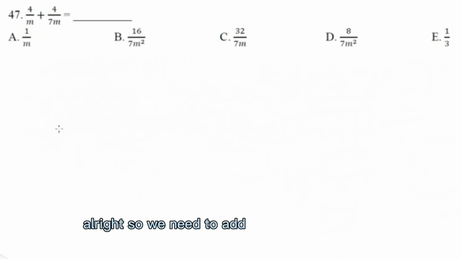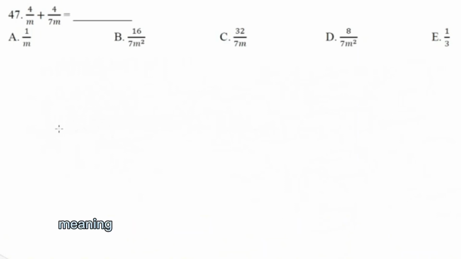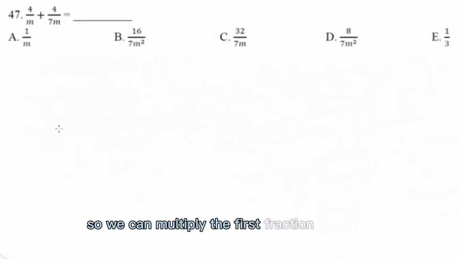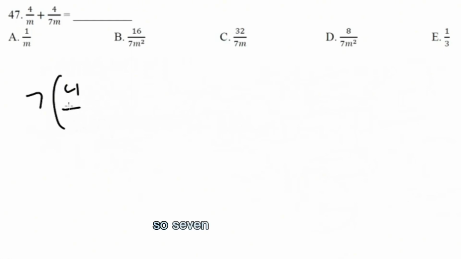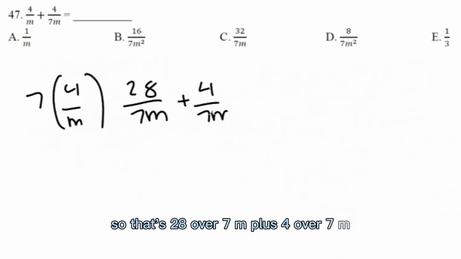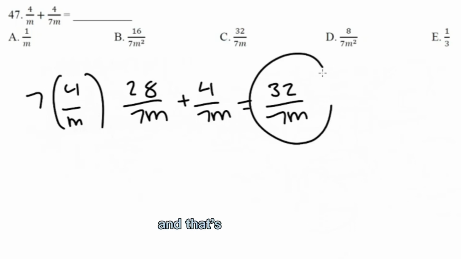Next, 4 over m plus 4 over 7m equals what? Alright, so we need to add both of these fractions. However, they don't have the same common denominator, meaning we cannot just straight up add them like that. So we have to multiply one of the fractions to make the denominator equal. So we can multiply the first fraction by 7. So 7 times 4 over m to make it 28 over 7m. Now the denominator is equal to 4 over 7m. So now you can add them easily. So that's 28 over 7m plus 4 over 7m. That equals 32 over 7m, and that's your answer.